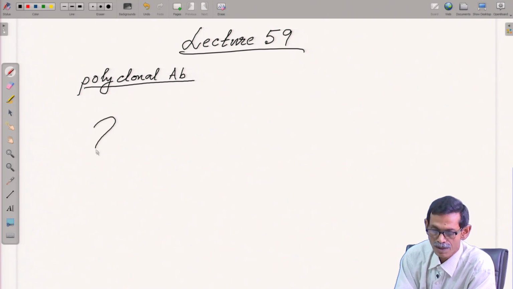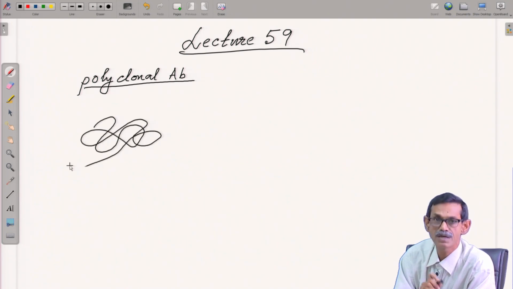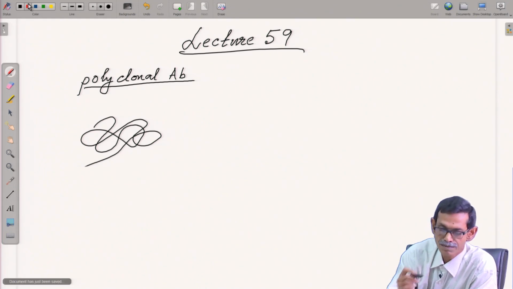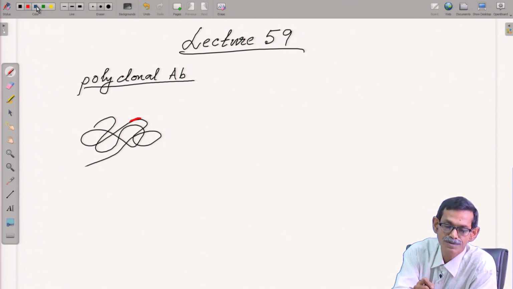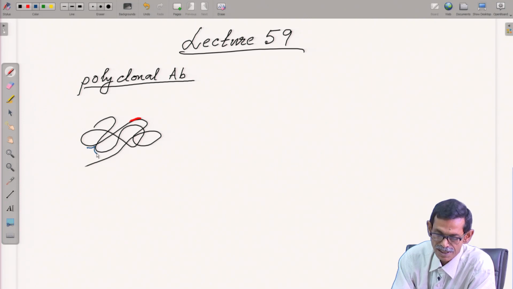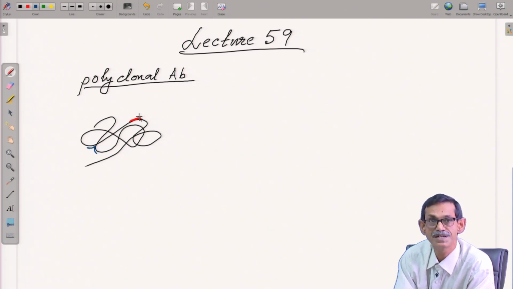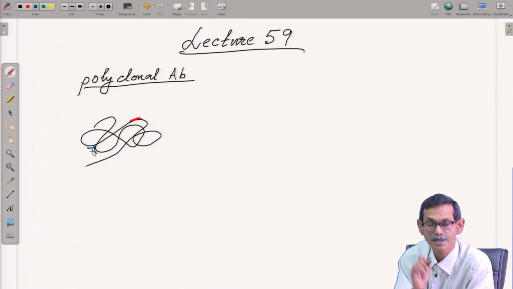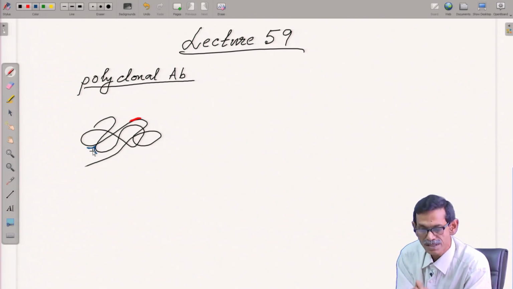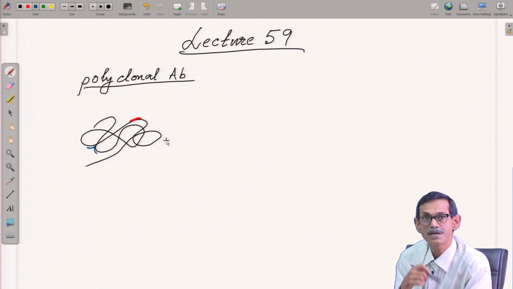Suppose this is a protein antigen that we are injecting, and there are, for example, 2 epitopes. This is one epitope and this region is another epitope. Why am I showing this? The red one is the linear epitope and the blue one is the conformational epitope. Now, if this antigen is administered into an animal, or any pathogen attacks, the antigen will enter our body or any organism, and then the immune system will react.